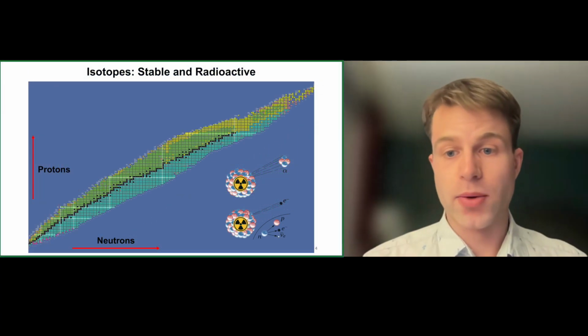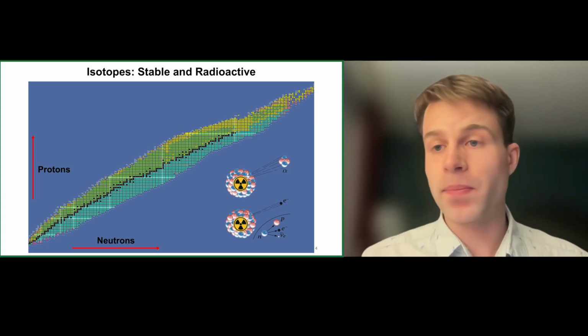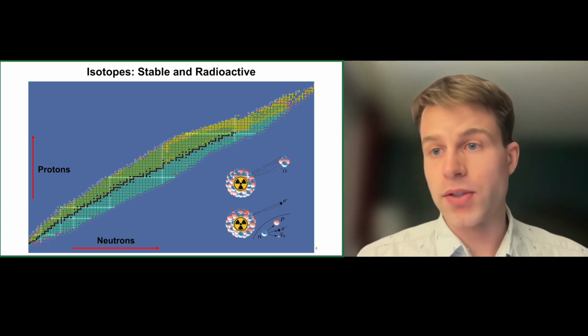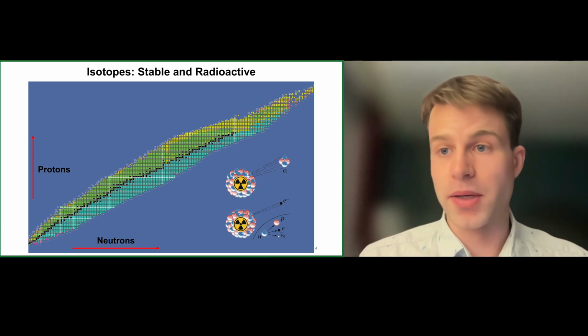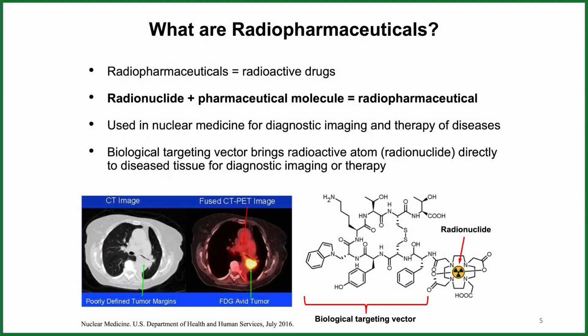When these undergo radioactive decay, they can emit gamma rays for diagnostic imaging, or they can also emit particles that you can harness for therapy. If you take one of these isotopes, these radionuclides, you can tag it to a targeting vector, and this makes a radiopharmaceutical. A radiopharmaceutical is essentially a radioactive drug. So you take your radionuclide, tag it onto the molecule in a stable form, and then you have your radiopharmaceutical for diagnostic imaging and/or therapy of disease.